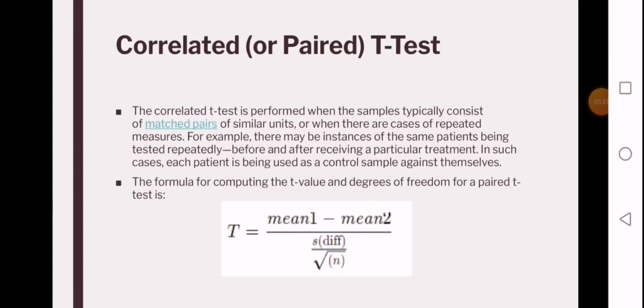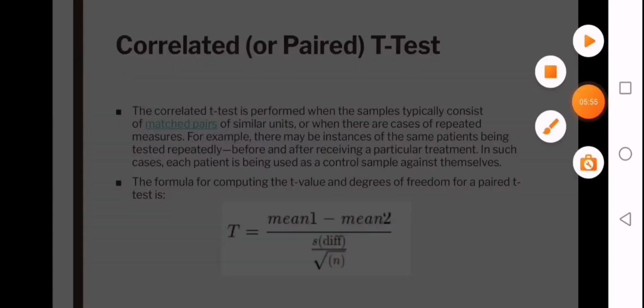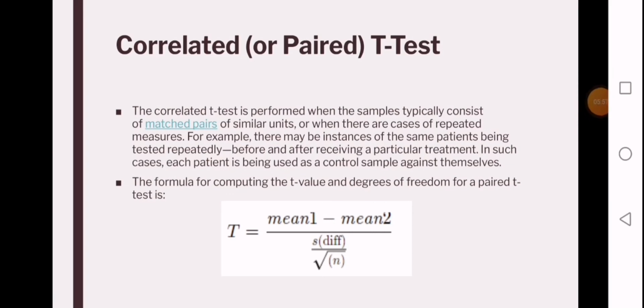Okay. Correlated or paired t-test. The correlated t-test is performed when the samples typically consist of matched pairs of similar units or when there are cases of repeated measures. For example, there may be instances of the same patients being tested repeatedly before and after receiving a particular treatment. In such a case, each patient is being used as a control sample against themselves.